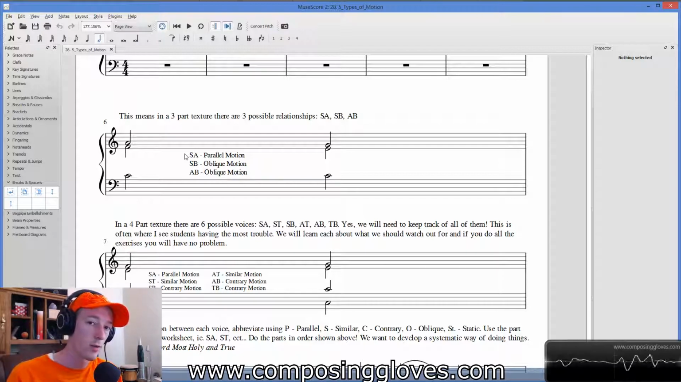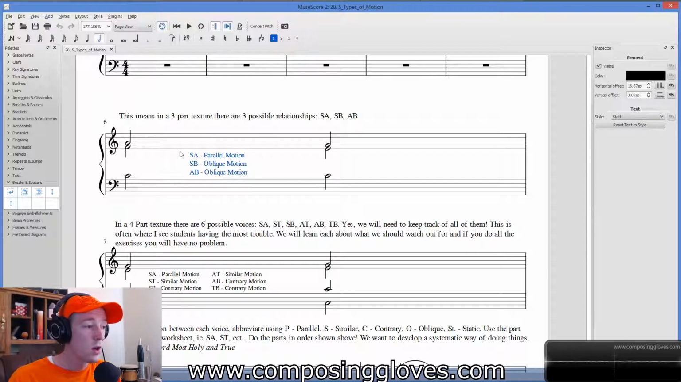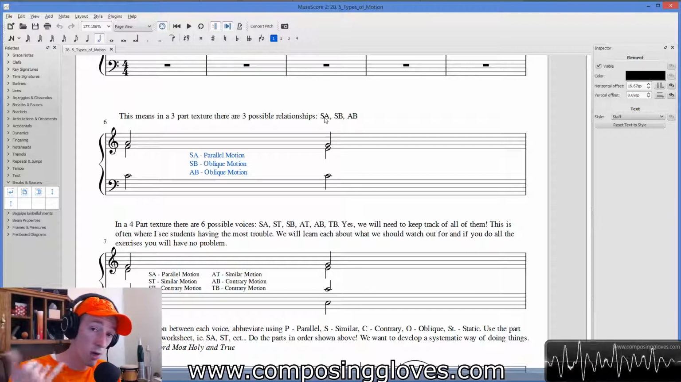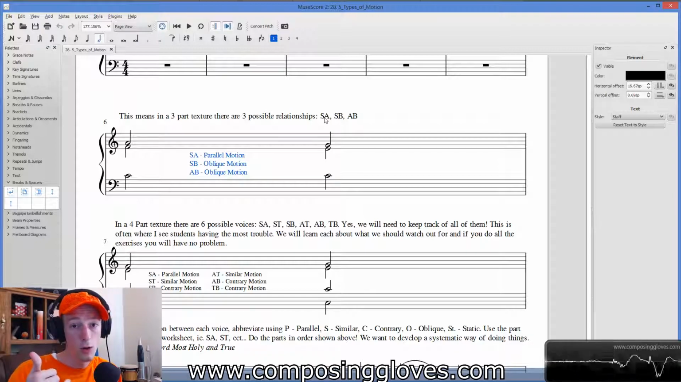So we keep track of them. And we're going to learn ways to keep track of them because it can get a little daunting, especially when we come down to 4-part textures and we have 6 possible voices. It gets a little overwhelming. So in 3-part textures, we have 3 possible relationships, right? We can go from soprano to alto, and from soprano to bass, and from alto to bass.